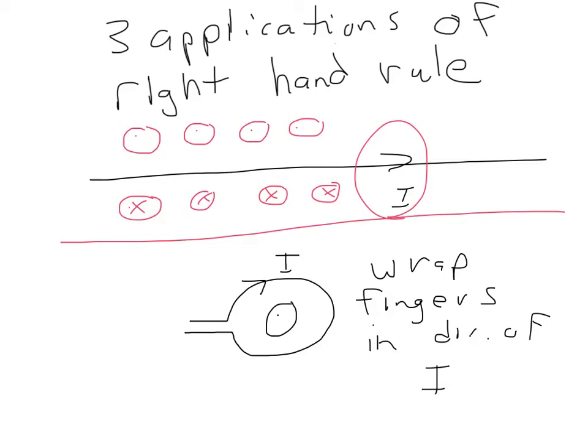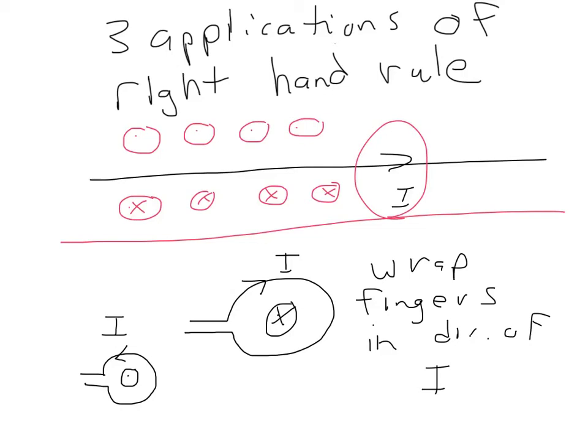If the current were going in the opposite direction, which I'll draw right here, and you wrapped your fingers, oh shoot, the current goes into the board. Excuse me, I just made a mistake there. So if you wrap your fingers in the direction of the current here, your thumb points in, so you're going to see the tail of the arrow. In the other case, when the current is going in the counterclockwise direction, your thumb is going to point out towards you. So that's the second application of the right-hand rule.